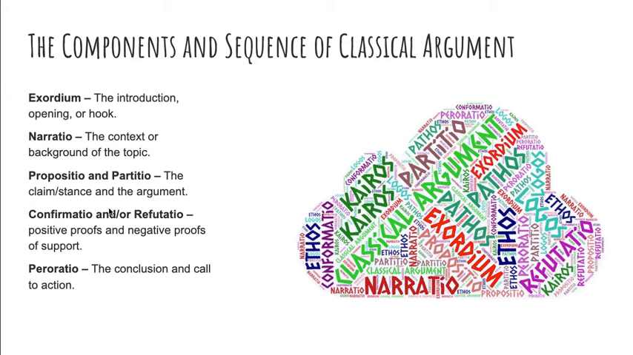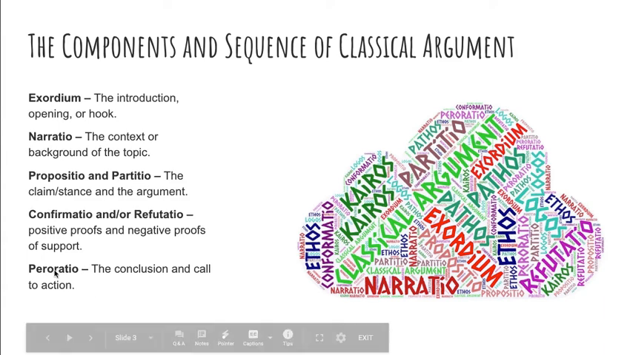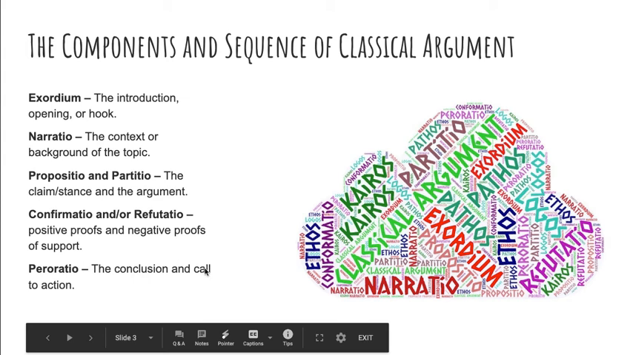Then we have our confirmatio and refutatio. The confirmatio are our positive proofs or our evidence in support of our claim. And then the refutatio, the negative proofs, are the counterclaims that our responsibility is to come back and refute. So we want to make sure in an argument we acknowledge that there's another side of the argument, but what's more important about that is that we come back and we refute those counterclaims in order to strengthen our own argument. And then finally we have the peroratio, which is the conclusion, and ideally the call to action.